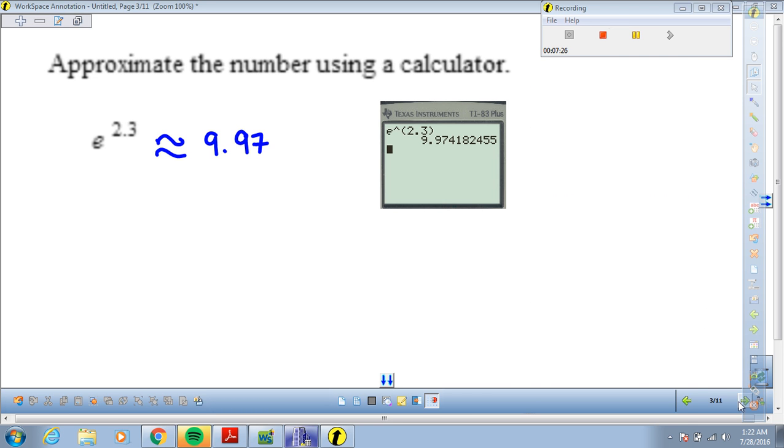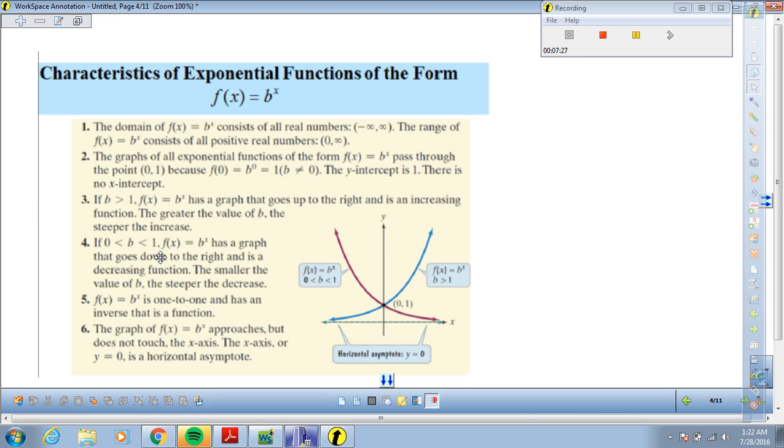So, moving on to the next slide. Characteristics of exponential functions of the form f of x equals b to the x. So this is the form of writing an equation that is an exponential equation or exponential function. Now there are several characteristics about an exponential function, specifically talking about the graph. The two curves that you see down here, the blue one and the red one, those represent the graph of an exponential function, each one of them separately.